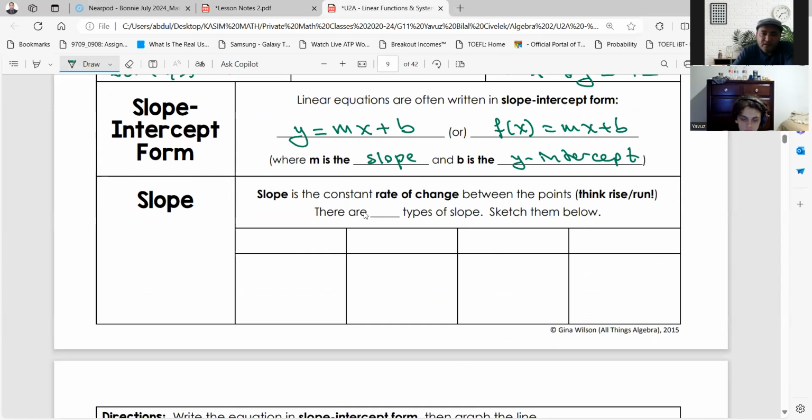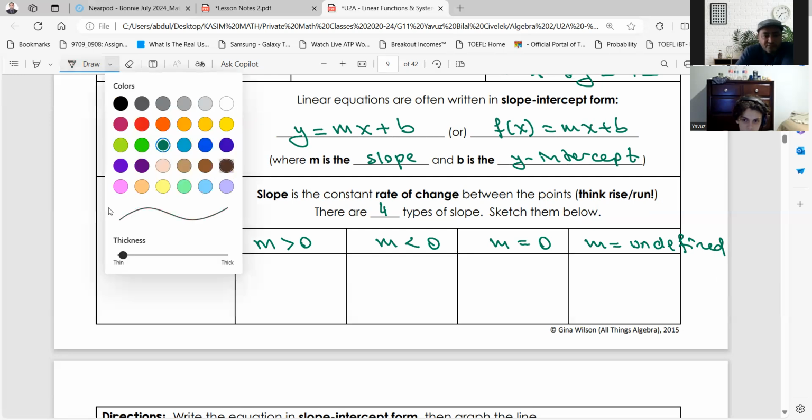Okay, there are 4 types of slope. Sketch them below. So what kind of slope is it? Number one is m is greater than 0. M is less than 0. M is equal to 0. And m is undefined. Okay. Usually these are special ones. Either it is positive or negative or equal to 0 or undefined. Okay. So what does it mean?